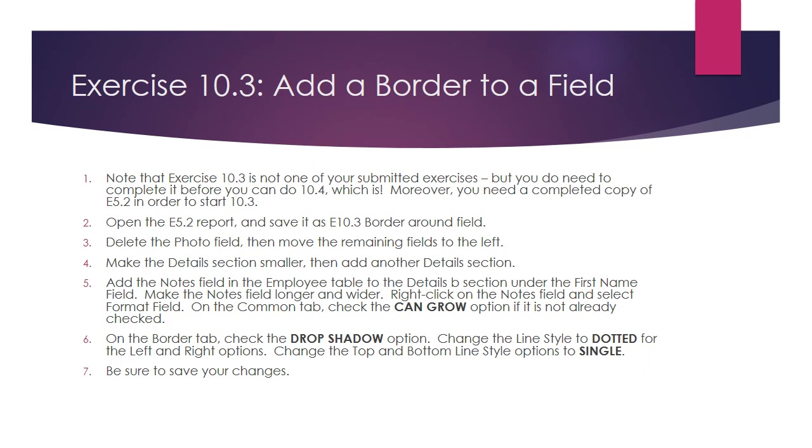We're going to delete the photo field and then take the remaining fields and shift them to the left. We'll make the details section a little bit smaller vertically because the photo will be gone, so we won't need all that extra space. We'll use the section expert to add a second details section, details B, right underneath that, where we're going to add the notes field from the employee table.